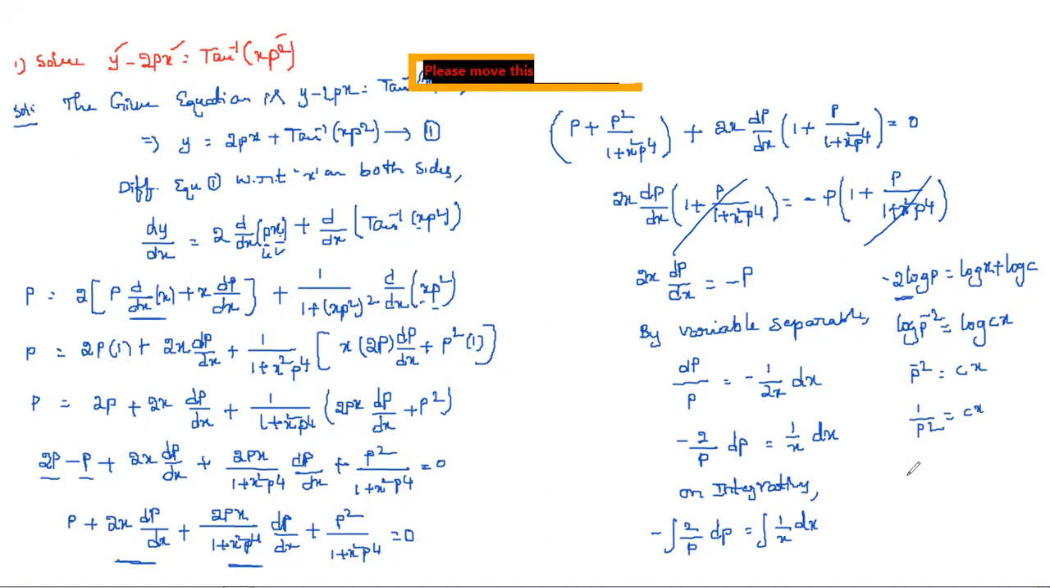So here we can write p square. Cross multiplying, we get 1 by cx is equal to p square. So p is equal to, simply, 1 by square root of cx. So p I got it. Okay, so the p value we got it.